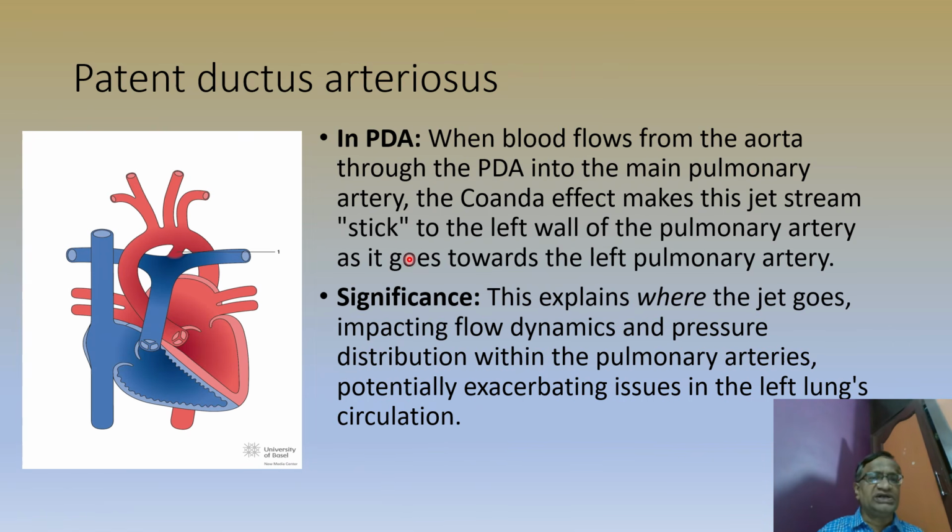In patent ductus arteriosus, you can see from the aorta the jet is coming like this, and the curve also goes towards this side and not this side. So we can see the jet impacting flow dynamics within the pulmonary arteries, exacerbating the left lung problems. Sometimes the jet is flowing towards this.